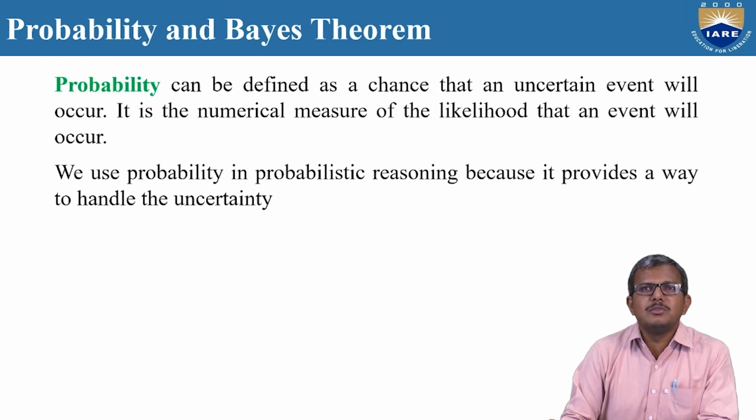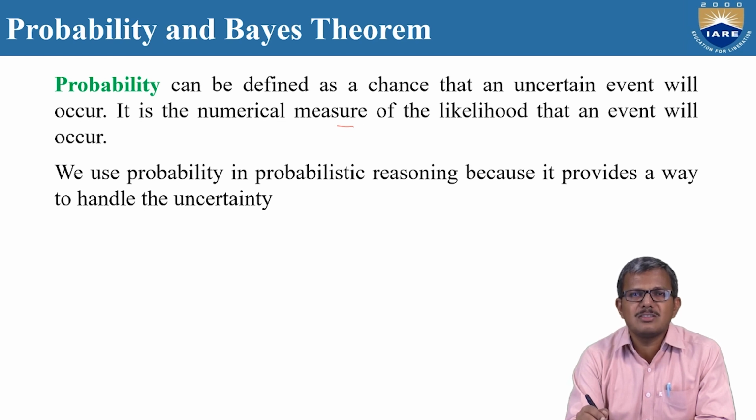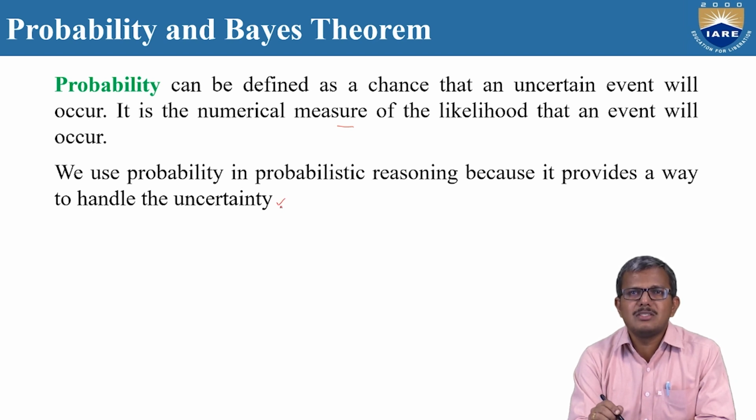Okay, so let us try to see this one. Probability, as already discussed, is defined as the chance that an uncertain event will occur. It is a numerical measure of the likelihood that an event will occur, meaning we tell how much chance, how much percentage of chance, there is for a specific event to occur. We use probability in probabilistic reasoning because it provides a way to handle uncertainty. Simply telling true and false still leaves some uncertainty. So in order to reduce this uncertainty, we add numerical values by this probabilistic reasoning, or we can say statistical reasoning.